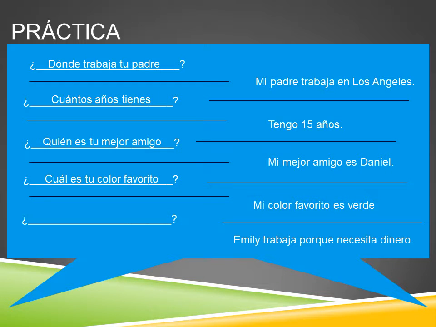And the last one here. Emily trabaja porque necesita dinero. So there's a couple of words there you may not have seen. Dinero. A lot of people in America know that word. It means money in Spanish. And then we've got the word porque, which means because.